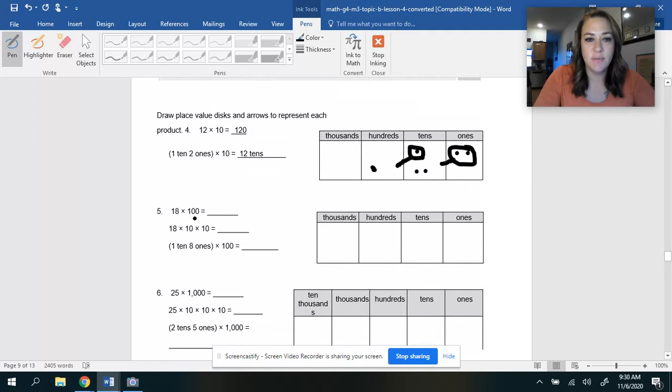So I have 18 times 100. Well, 18 would be 1 ten and 8 ones. 1, 2, 3, 4, 5, 6, 7, 8. And if we're multiplying by 100, or we could visualize that as times 10 times 10, how many places are they going to move? 2. So we're going to move it 2 places. So this guy is going to go 1, 2. And then all of these guys, we're going to do the same thing. 1, 2.